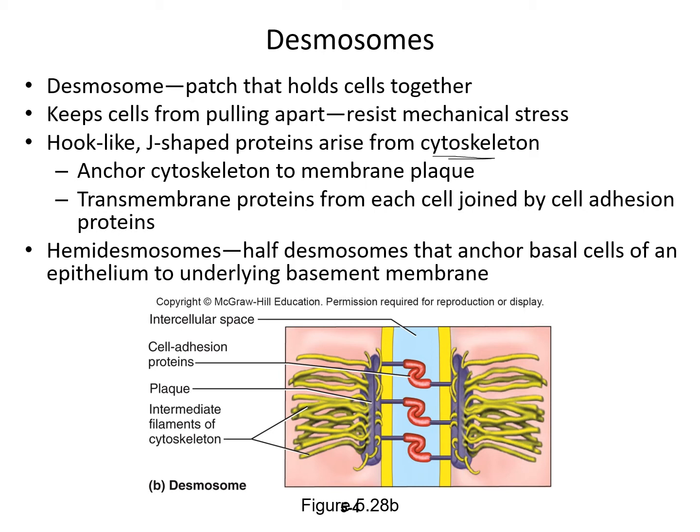And then we also have what's known as a hemidesmosome, which is basically half of a desmosome, and that anchors basal cells of an epithelial layer to underlying basement membrane. So if you have a simple epithelial tissue layer, that's going to hold those single cells to their basement membrane, and in the case of a stratified epithelial tissue, it's going to hold the basalmost layer of cells to that basal membrane as well, or basement membrane.